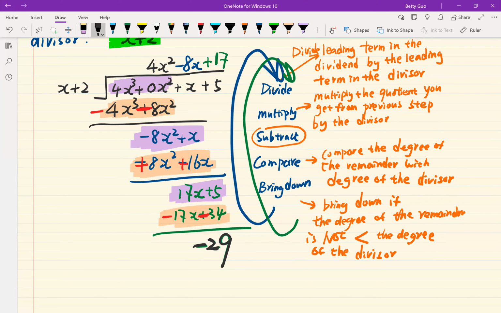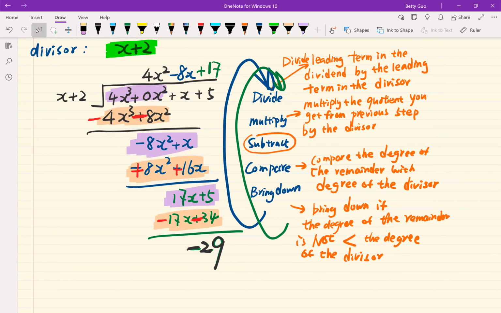Okay, let's interpret the result. How do we understand the result? We know the dividend. The dividend is below the division symbol, 4x cubed and so on, right? This is the dividend, and this is the divisor, right? We are dividing this polynomial by that. We are looking for the quotient, right? Where do we find the quotient? This is the quotient. You find the quotient above the division symbol.